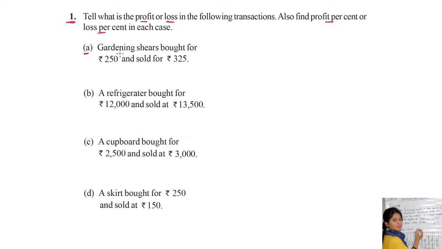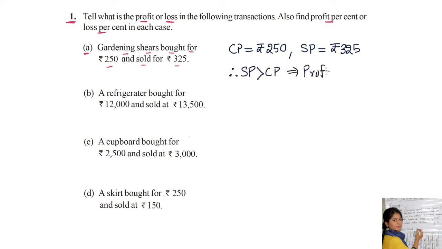So let's start with part 1. In part A it is saying that gardening shares were bought for rupees 250 and sold for rupees 325. So first of all we will think about what is given. The cost price, or the price at which it was bought, is 250, and it has been sold for, that will be our selling price, rupees 325. Now you can see selling price is greater than cost price, so definitely the transaction is in profit, right?